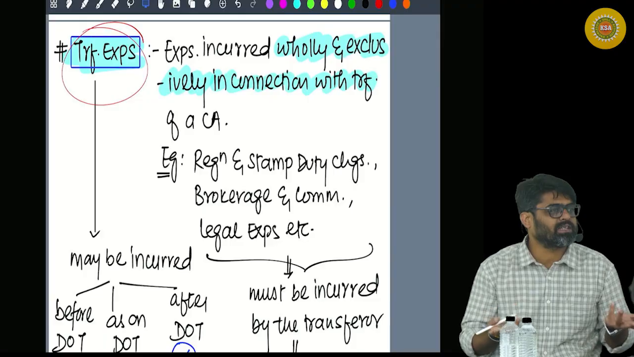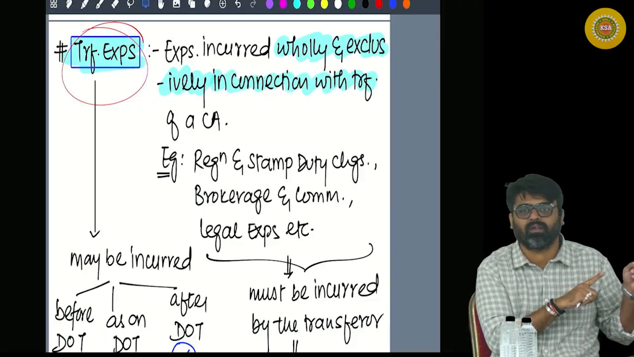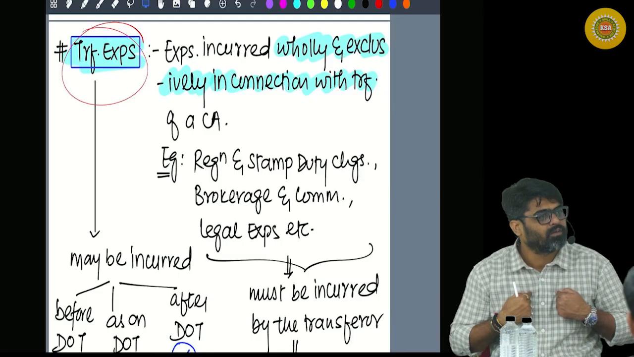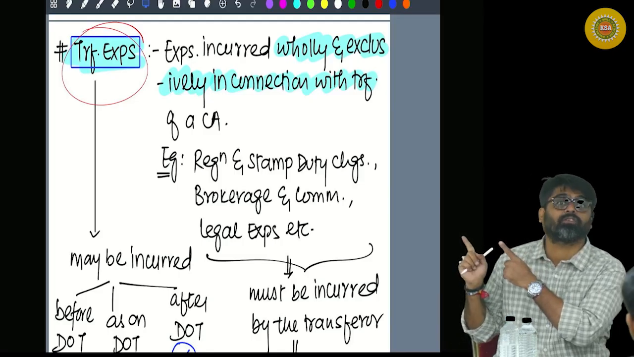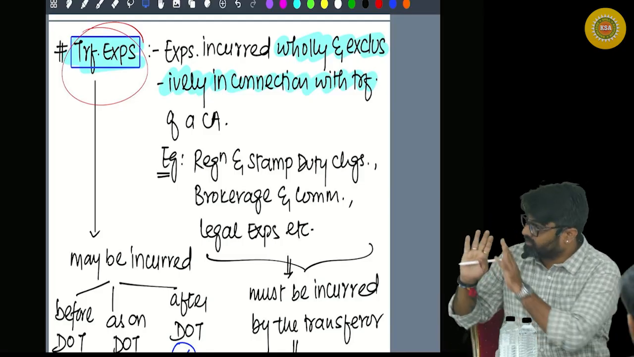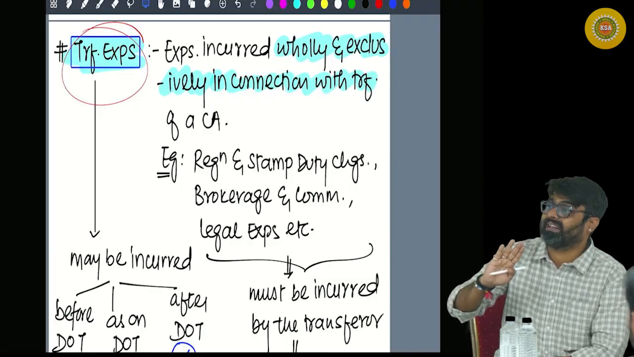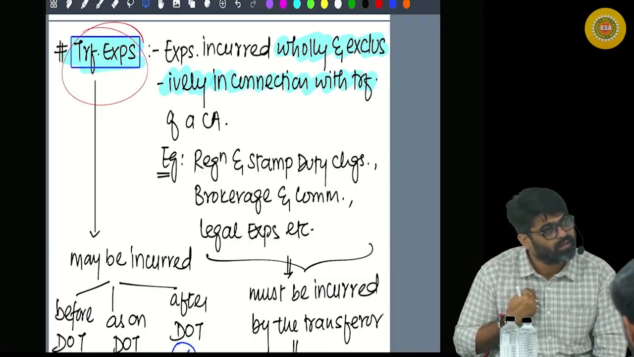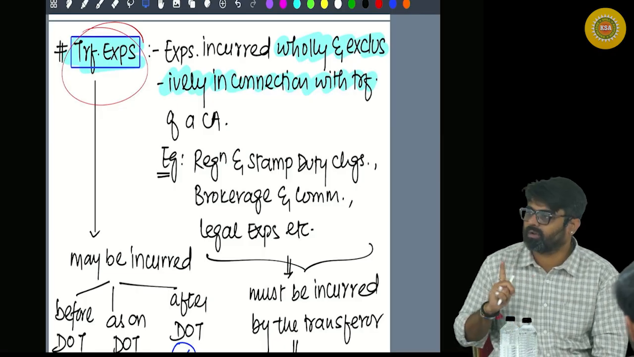It is just like that. I am calling someone else's wife my wife. My expense will be my transfer expense. Yes or no? And the same type of expenses incurred by the transferee cannot be taken as my transfer expense. Will you remember this?